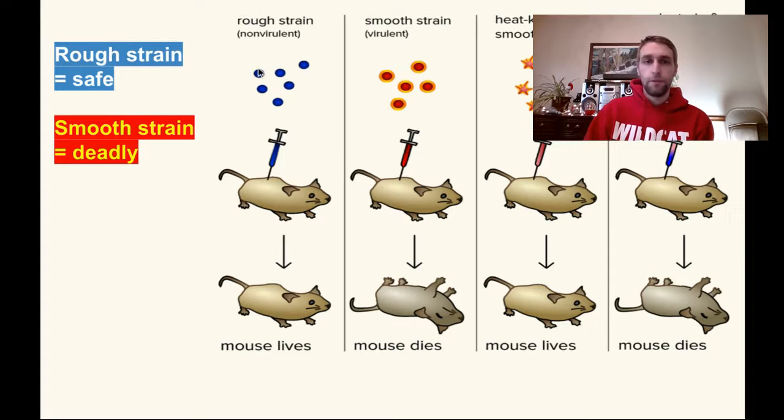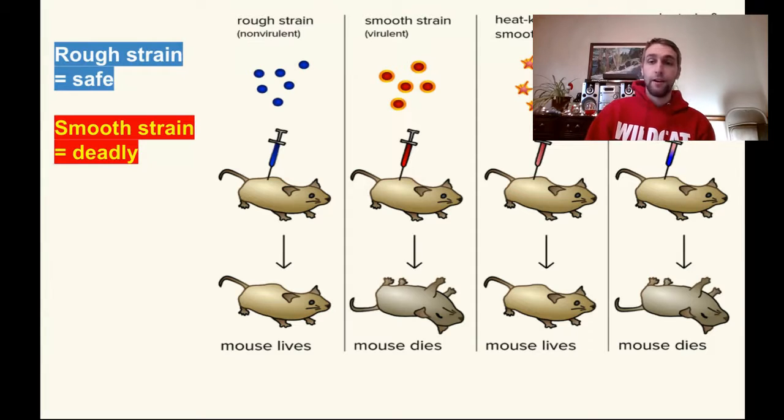So he has blue, which is the rough strain, they're safe, and the heat-killed smooth, which are also safe, but together they're dangerous, and it results in death for the mouse. So why is that? Why would two safe things cause the mouse to die? And he concluded that something was getting transferred from the heat-killed smooth strain to the rough strain that actually made them transform into the smooth version, into the dangerous version.